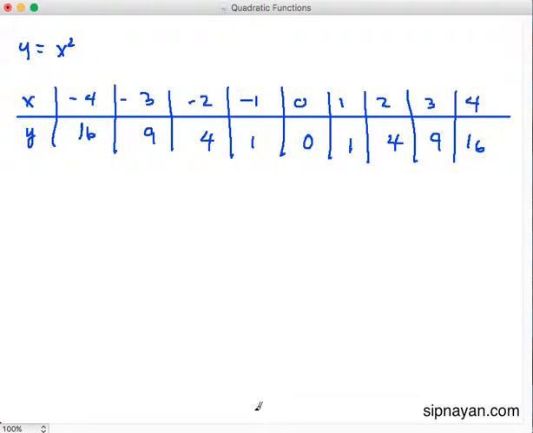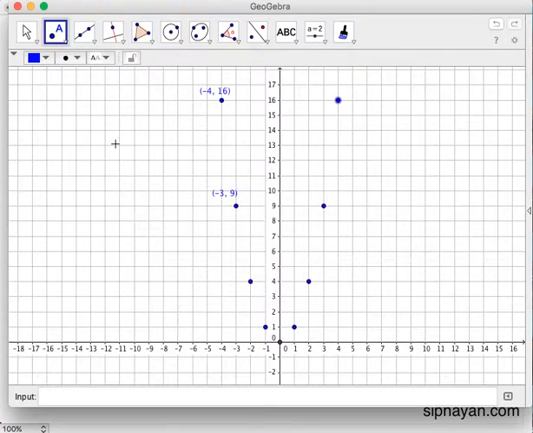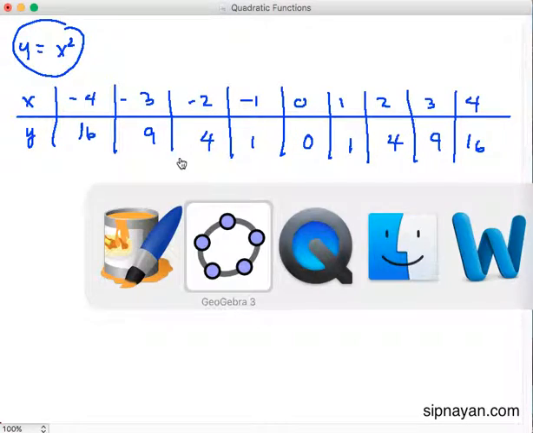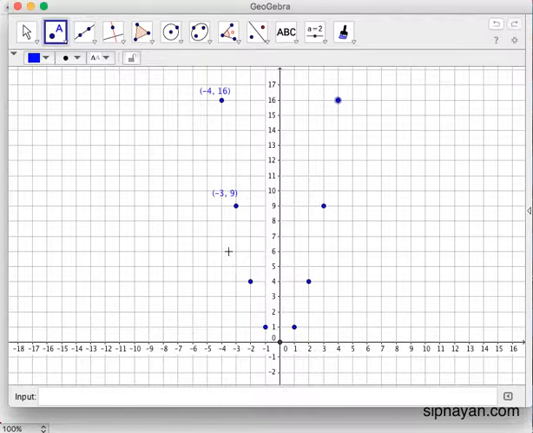Remember, ang ginagraph natin is y equals x squared, no? So, if we let the value of x, pag ang x natin ay negative 1, dapat 1 yung y mo. Pag ang x mo ay negative 2, dapat 4 siya. Negative 3, 9. So, dito natin nakuha yung mga to.